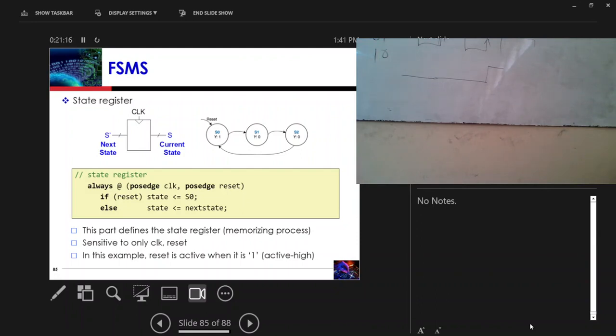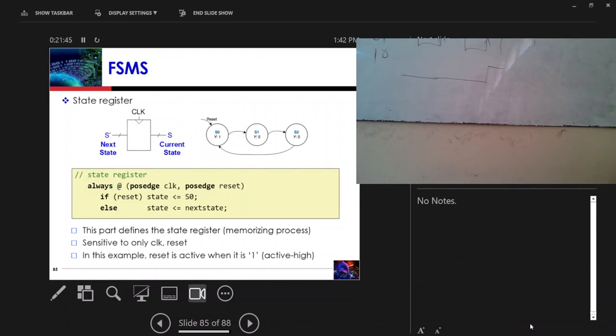Anybody else? It doesn't depend on the clock, because it's only a positive clock edge or another condition. Yeah, that's what it is. Understood? And then, is this active low or active high reset?